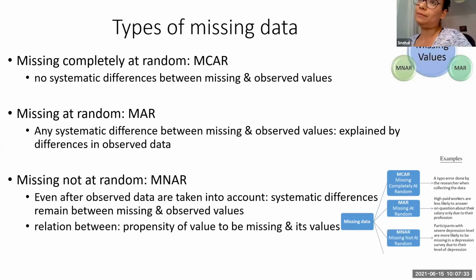Then you have data that's missing not at random. Now, this is the worst kind of missing data to have, and it's really annoying, okay? Because with this type of missing data, there are going to be systematic differences between observed and missing values, and these systematic differences are going to remain even after you take all other observed variables into account, okay?